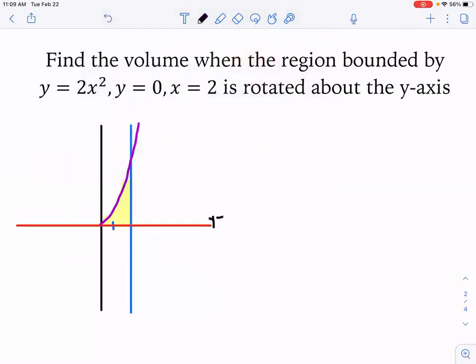So we have y equals 0, x equals 2, and y equals 2x squared.